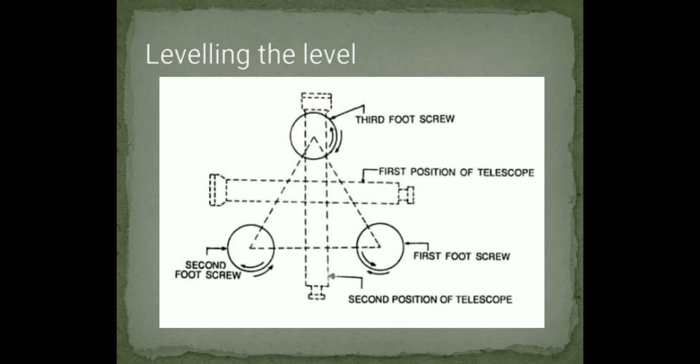How to level the level? Leveling is done to the leveling equipment by keeping the telescope parallel to any two foot screws, that is the first foot screw and the second foot screw, and adjusting the leveling screws till the bubble comes to center. And the next step is keeping it perpendicular to the third foot screw and adjusting the leveling screws till the bubble comes to the center. So this is how leveling is done to the level.